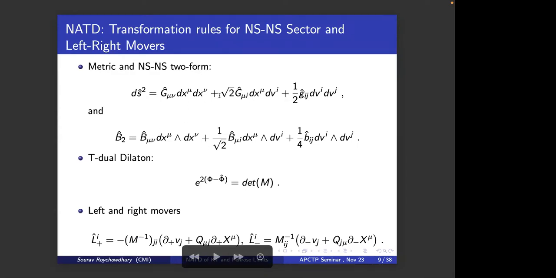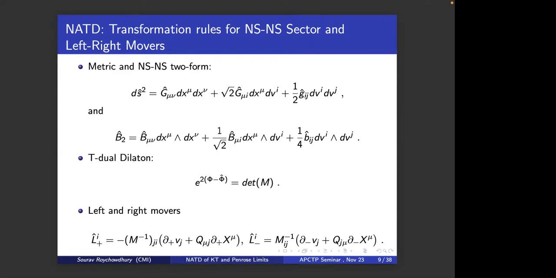So this is the metric of the T-dual background, and this is the two-form. And there is a dilaton. One can change the dilaton to absorb the Faddeev-Popov determinant. So this is actually the T-dual dilaton. Okay. So this completes the NS sector, meaning how to construct the NS sector in the T-dual solution.